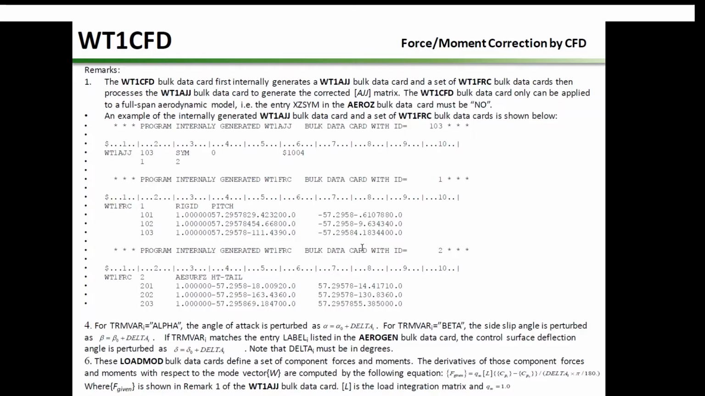So this low mark card also defines a set of component force and moment. The derivative of those component force and moment with respect to the mode vector W are computed by the following equation, which is given here. And F given is the constraint function. L is the load integration matrix. We assume the dynamic pressure to be 1.